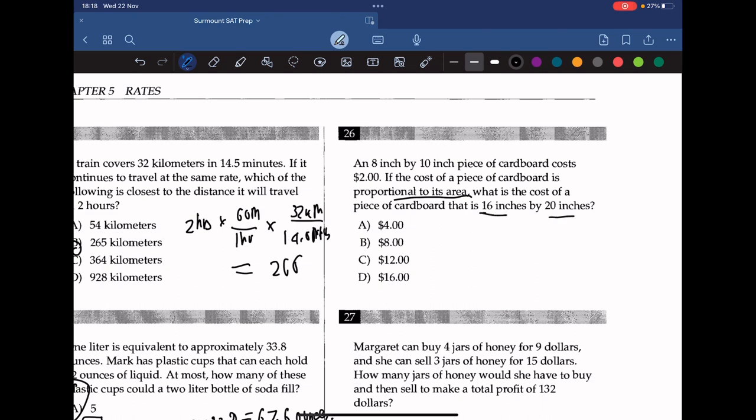Okay. So an 8 by 10 has an area of 8 times 10, which is 80 square inches, and 16 times 20, which gives us 320. So, like we did before, 320 square inches times $2 over 80 square inches, which gives us $8. So the answer is B.